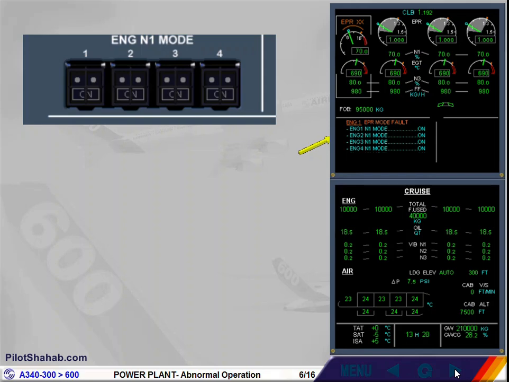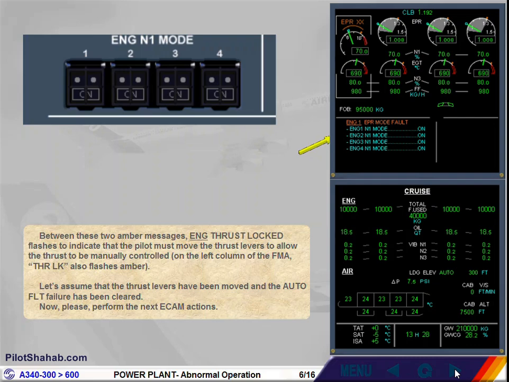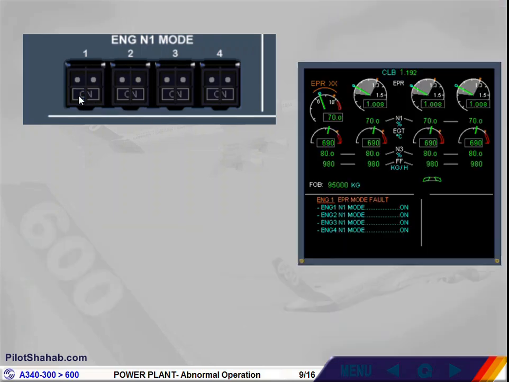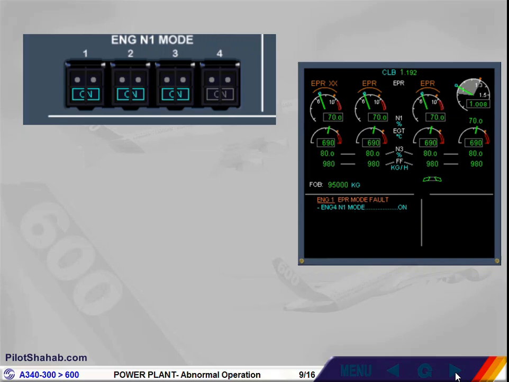Let's assume that the thrust levers have been moved and the auto-flight failure has been cleared. Now please perform the next ECAM actions. Engine 1 thrust is now monitored through N1. The Engine 1 FADEC has reverted to N1 mode. Let's consider that the procedure has been carried out for engines 2, 3 and 4, switching on the engine 2, 3 and 4 N1 mode push buttons on the N1 mode panel.